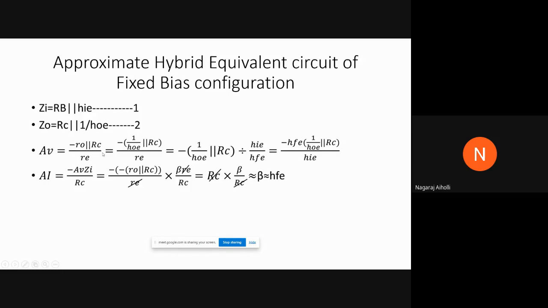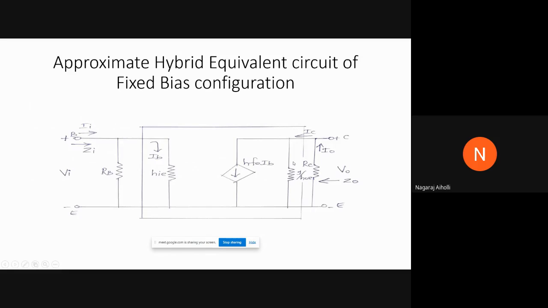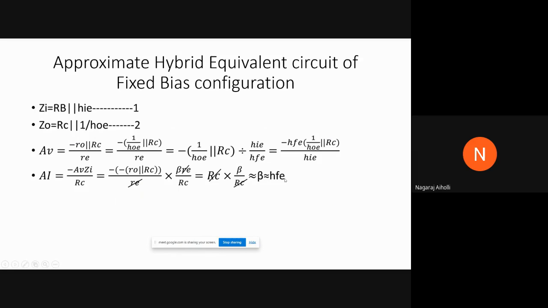R0 here is small r0, the output resistance. Output resistance is 1 upon HOE. That means AV will become minus of 1 upon HOE parallel RC, divided by RE.